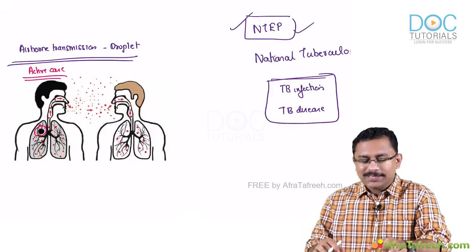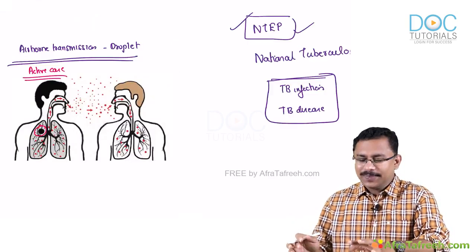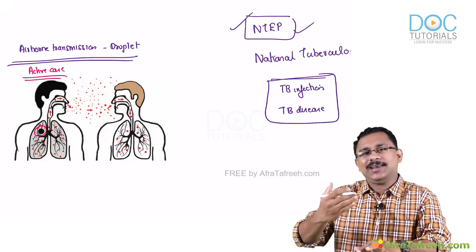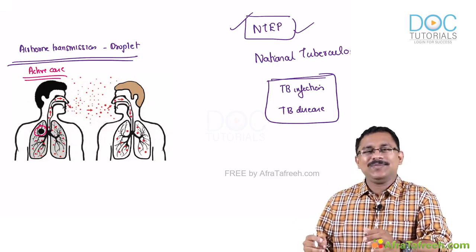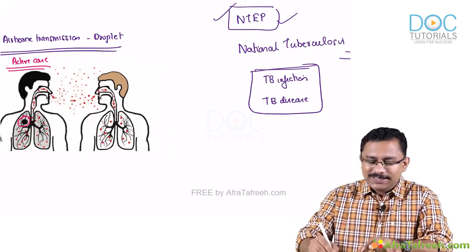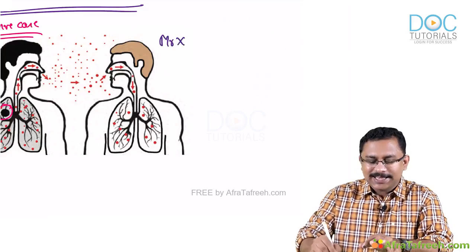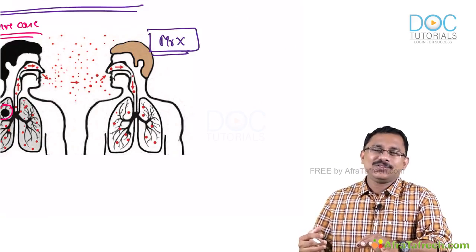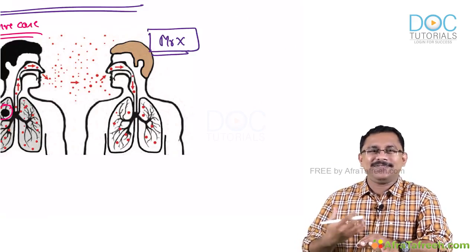So I told you how it is transmitted, droplet nuclei. Now what we are going to see is, suppose there has been an individual in whom you have had the inhalation, let's call him Mr. X. So Mr. X has inhaled this tubercle bacilli. What is going to happen after this?